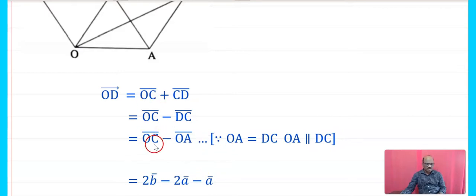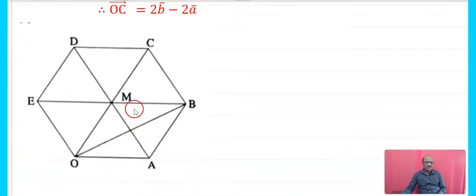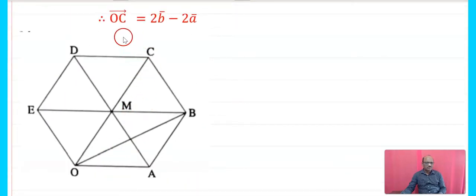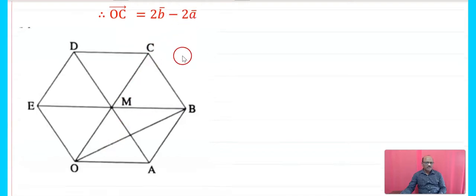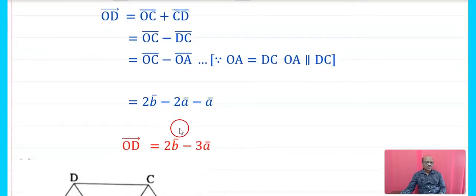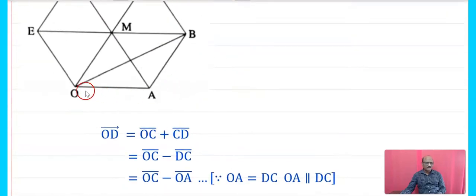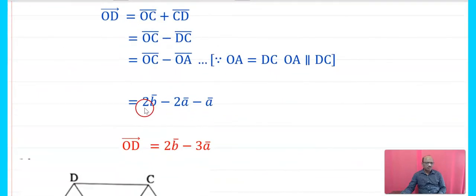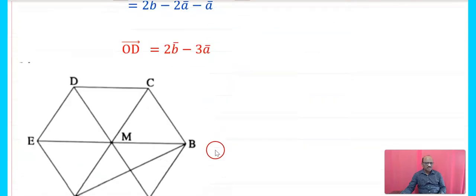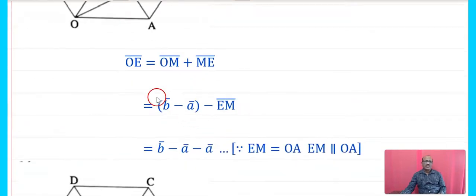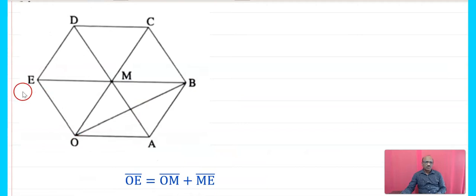Therefore OC bar minus OA bar. But what is the value of this OC bar? We have calculated OC bar, that is 2B bar minus 2A bar. And the OA bar, we have been given, that is A bar. So 2B bar minus 2A bar minus A bar, and that is nothing but 2B bar minus 3A bar. Okay, now the next is OE bar, O to E.